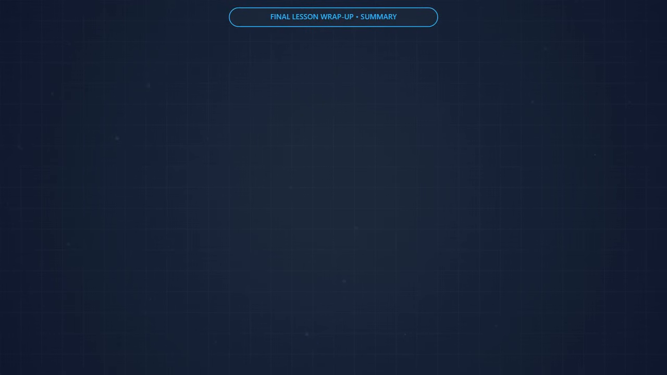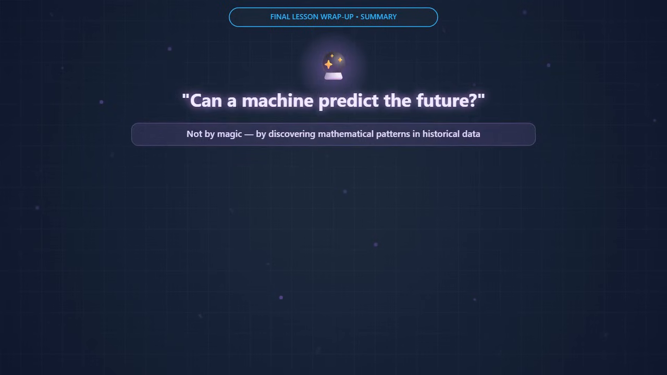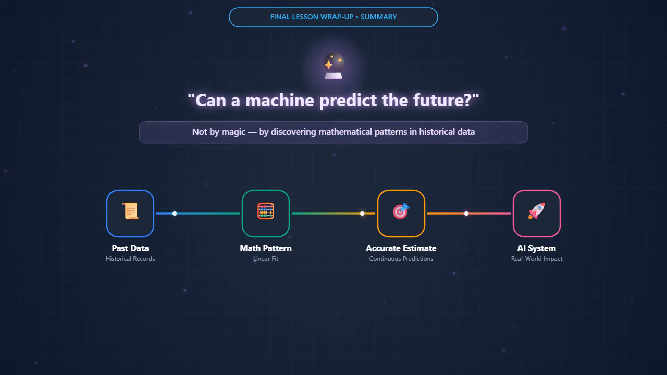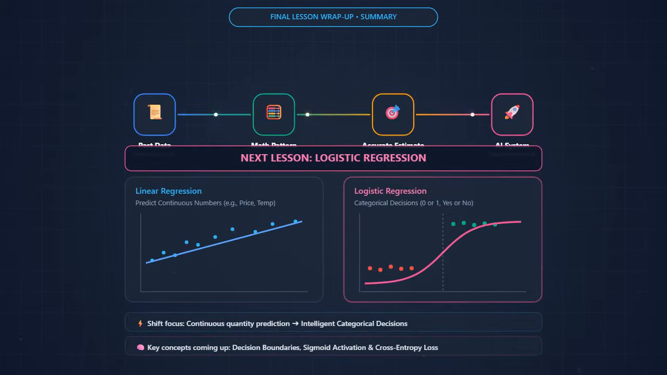Remember the question we asked at the beginning: can a machine predict the future? The answer is not exactly. A machine cannot see the future. But if the past contains meaningful patterns, linear regression can learn those mathematical patterns and make highly accurate estimates about unseen data. That's why it powers real-world AI systems.